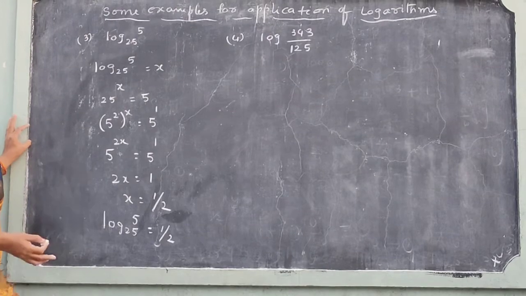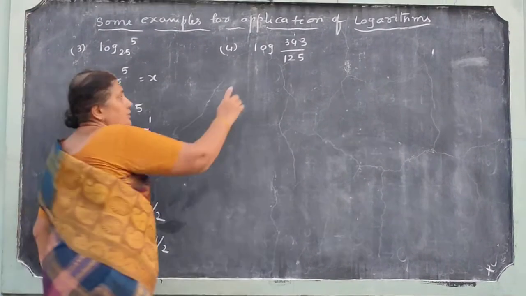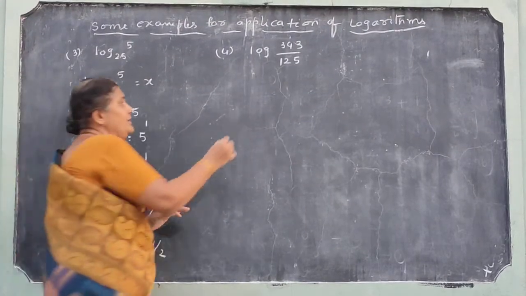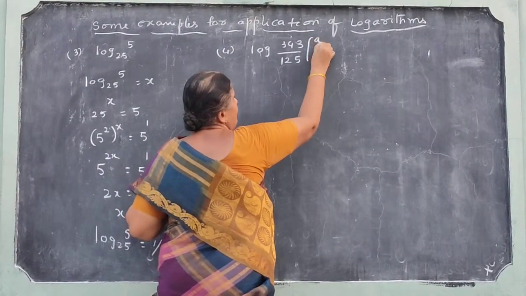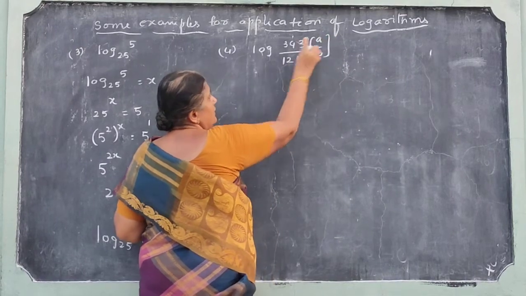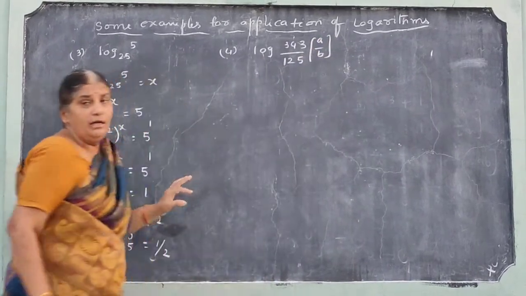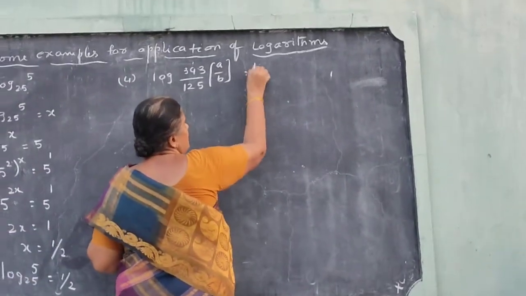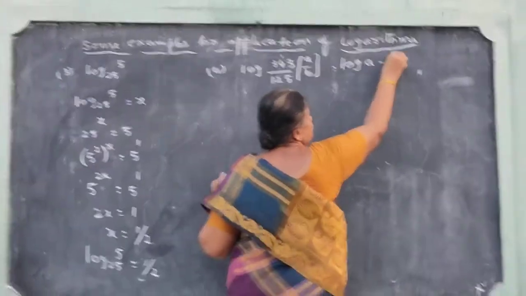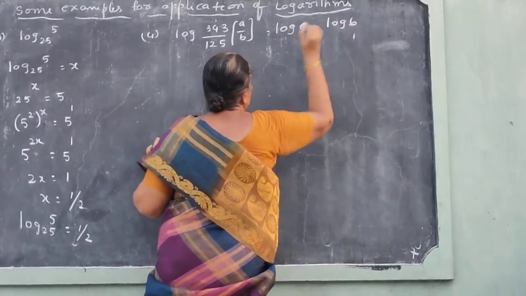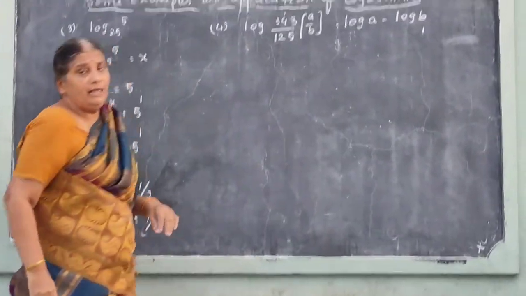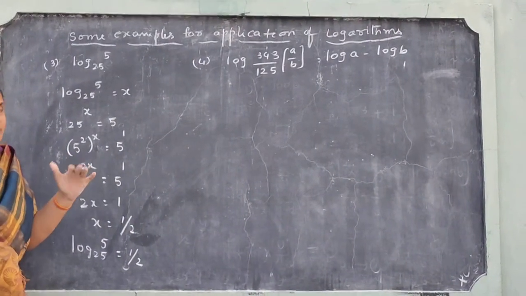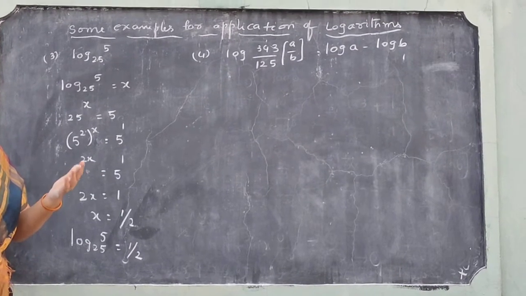Listen all of you, don't write the answers. Now listen to the next sum also, thereafter you must write. Now listen, read all of you: log 343 by 125. What is the model of this one? Log of a by b. What is the formula? You learn the laws of logarithm. Log a by b is equal to log a minus log b. They will ask, find the value or expand, like that they will ask. So log 343 by 125, expand or find the value.